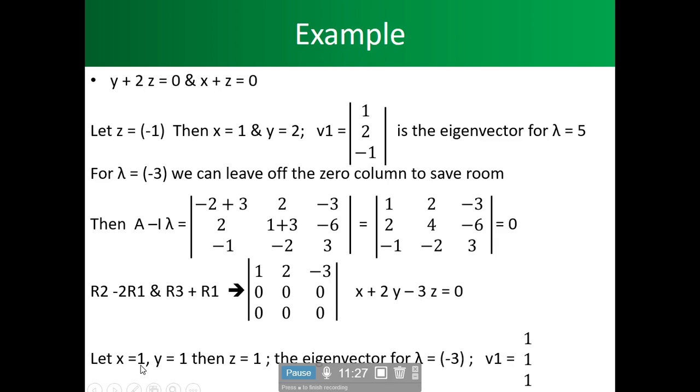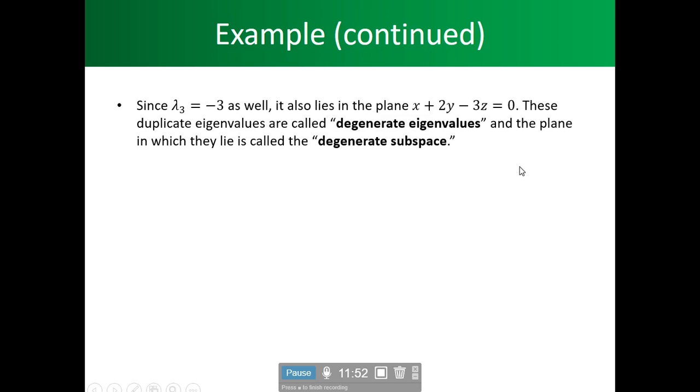Okay, let us take x to equal 1 and y to equal 1, then z equals 1. The eigenvector for lambda equal to -3, we have 1, 1, 1. Okay, so we have now figured out our eigenvalues and our eigenvectors.